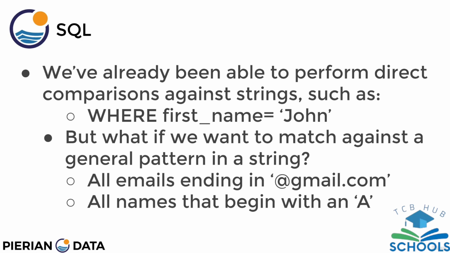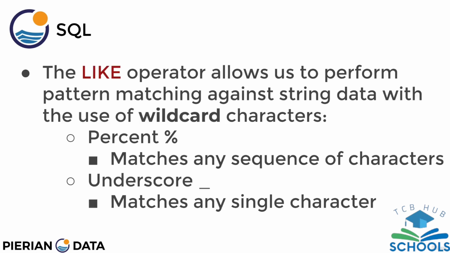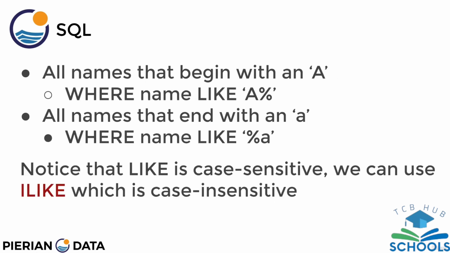That enables us to answer questions such as all emails ending in @gmail.com, or all names that begin with a capital A. The LIKE operator allows us to perform pattern matching against string data with the use of special wildcard characters. So there's two main wildcard characters we're going to cover right now, and that is the %, which matches any sequence of characters, so essentially any number of characters. And then there's the underscore, which matches any single character, essentially a wildcard for just a single character inside of a string. So let's see a couple of examples of this.